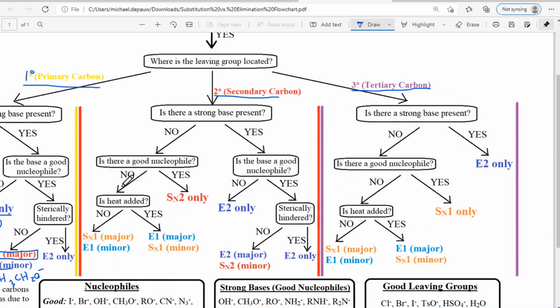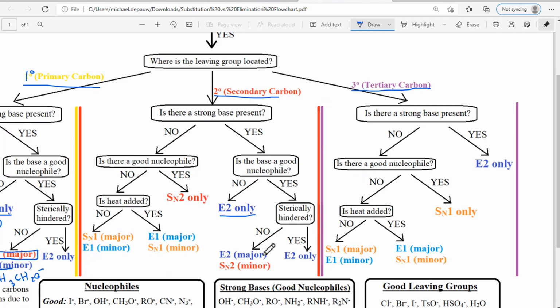Now, secondary, this one's a little more straightforward. Well, okay, I lied. It's not straightforward. It's complicated. But strong base present? Yes. Is the base a good nucleophile? No, E2. Whenever the base is not a good nucleophile, and it's a strong base, it's going to be E2. Is the base a good nucleophile? Yes. If it's sterically hindered, once again, E2 only.